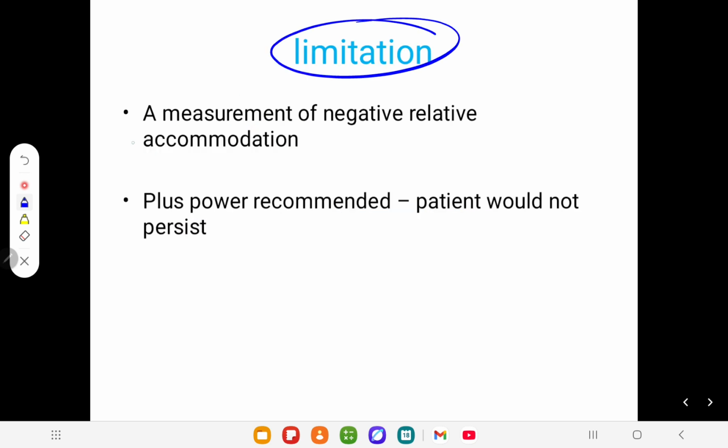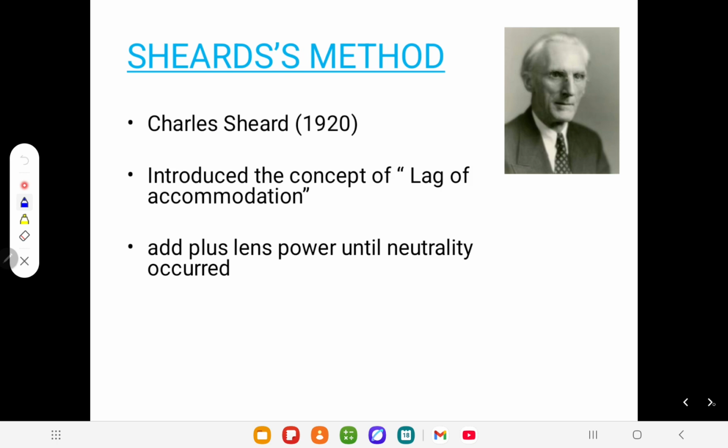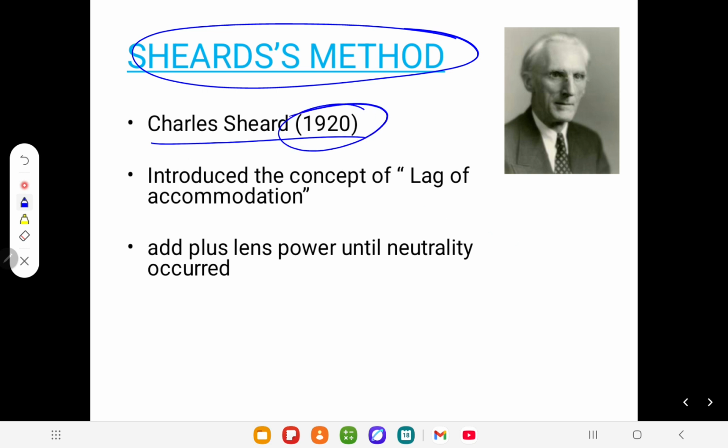The limitation is that when you put too much plus, it means a definite negative relative accommodation, isn't it? By definition, negative relative accommodation is measured by putting plus. So plus power is recommended and the patient would not persist. Then comes another term, the Sheard method. Charles Sheard in 1920 introduced the concept of lag of accommodation. He is the person who introduced the concept of lag of accommodation. So add plus lens power until neutrality occurs.